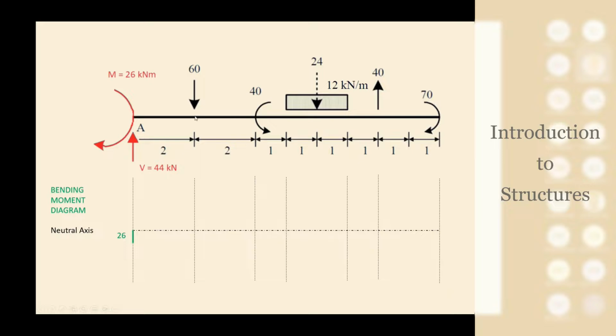So when I am 2 meters from A, at this cross section I have 26 kilonewton meters, the moment as a reaction, plus the moment produced by the reaction 44 kilonewtons, which is 44 kilonewtons times 2. So 26 plus 44 times 2 gives me 114 kilonewton meters, the moment at the cross section where we have applied 60 kilonewtons.